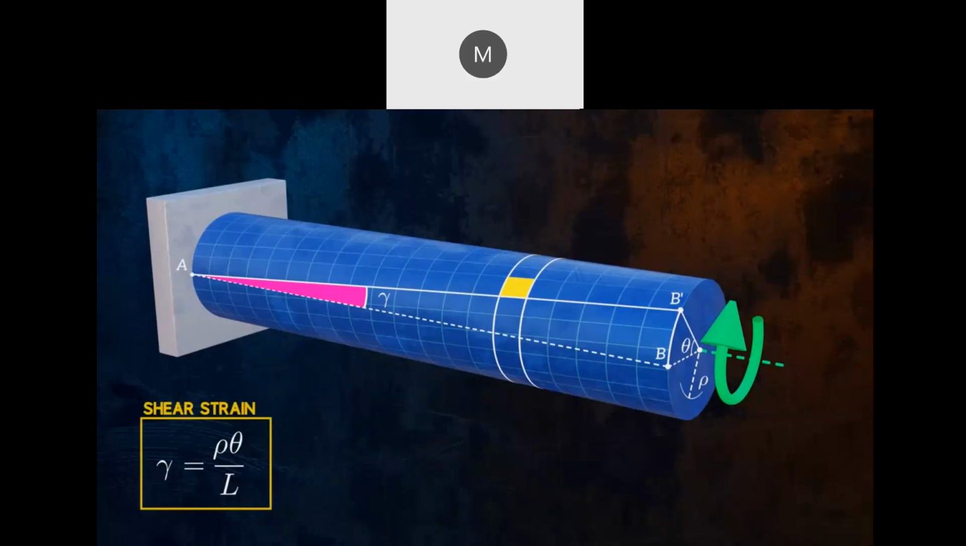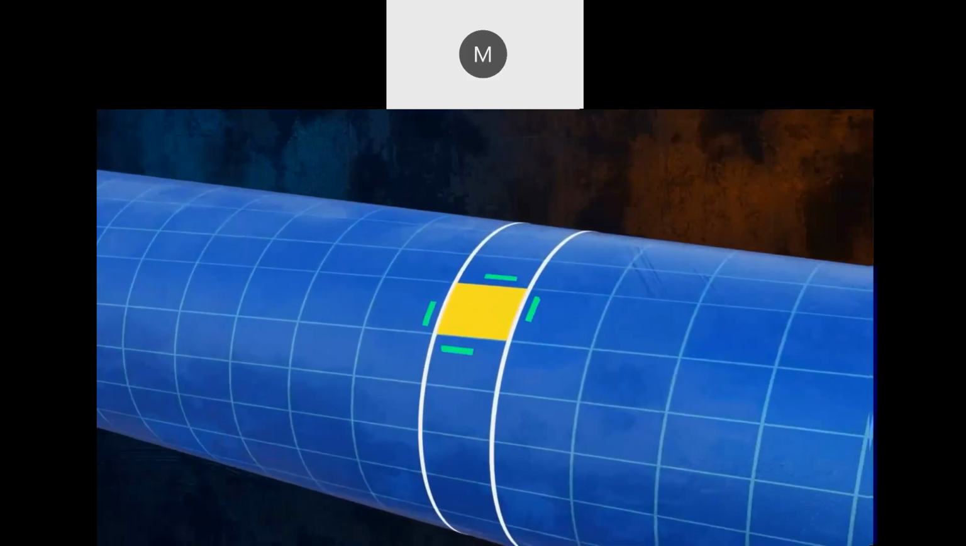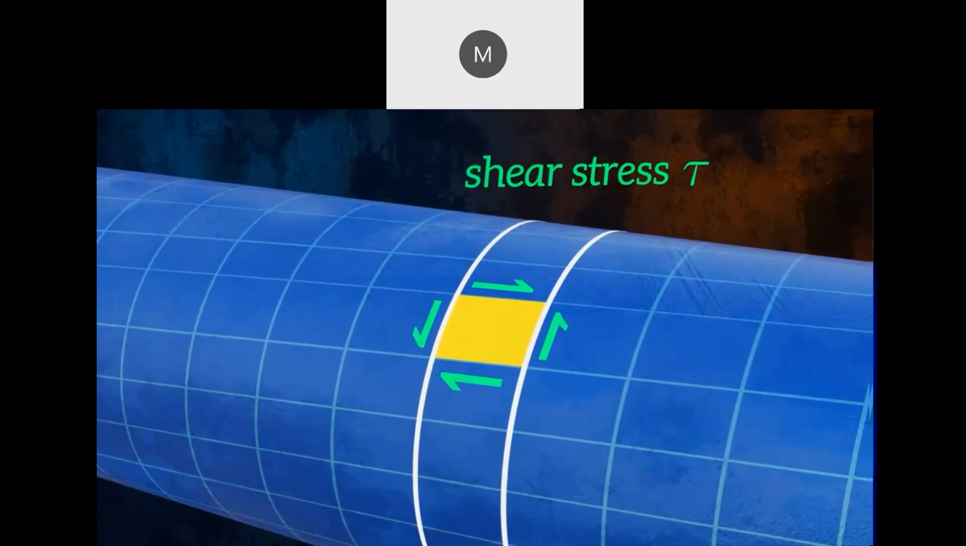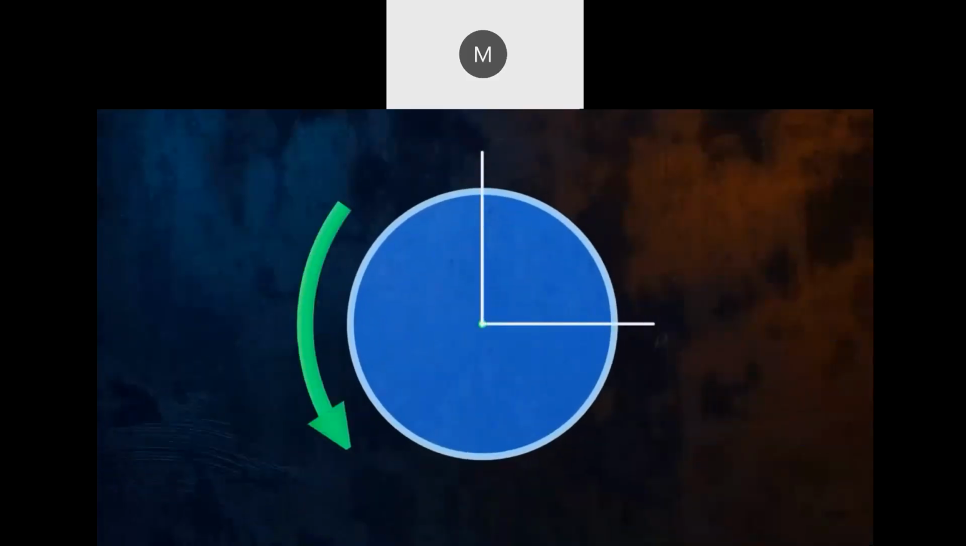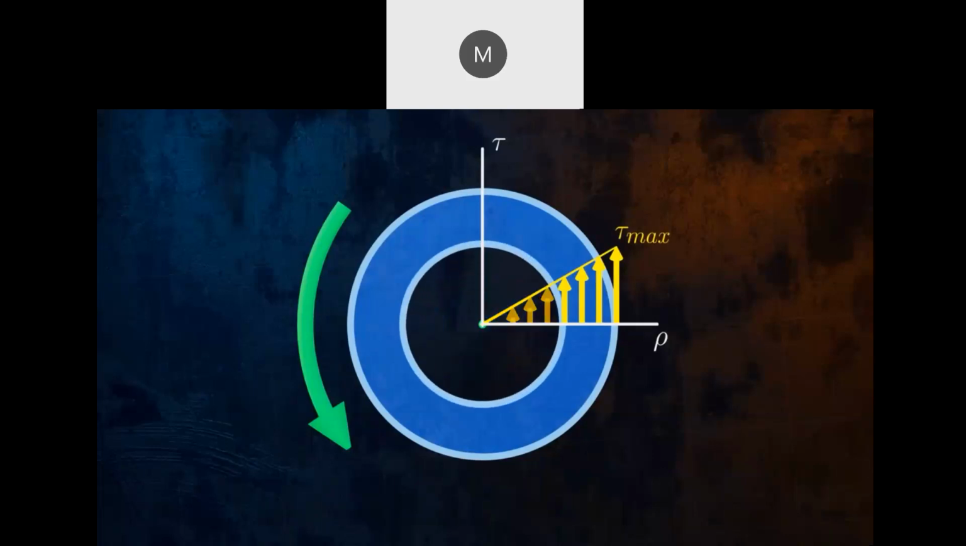That shear strain's covered. But what about shear stresses? Like the shear strains, shear stresses increase linearly with the distance from the center of the cross section, with the maximum shear stress occurring on the outer surface, as you can see here. This is true for a solid bar, but also for a hollow bar.